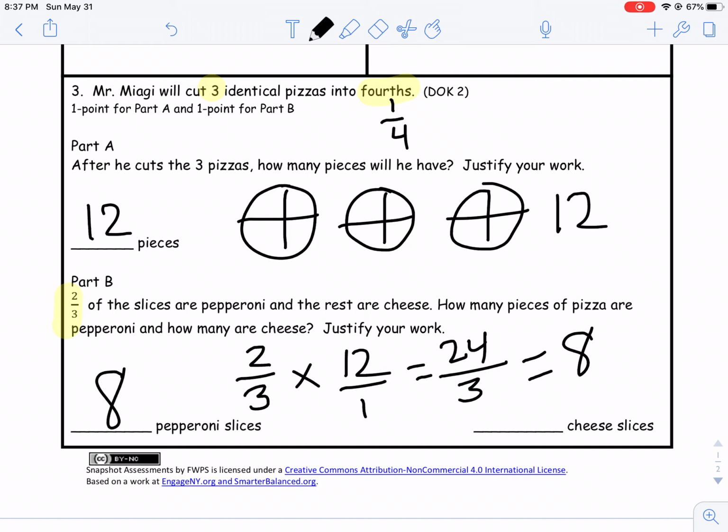And then the rest, 8 plus what equals 12 is how we would figure that out. And I know that 8 plus 4. So it appears to me that these two are pepperoni and this one is cheese. So 4 pieces of cheese pizza.